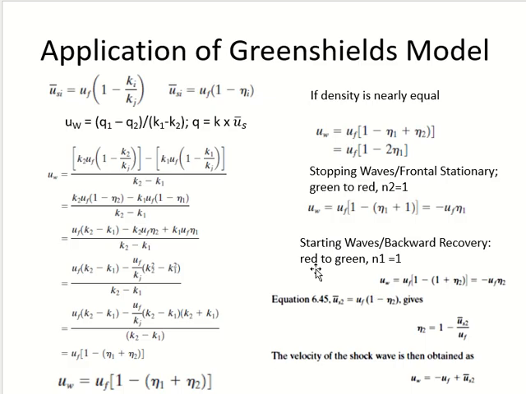So according to Greenshield model, the speed of the forming wave is equal to the speed of the recovery wave. This is forming, right? Q is forming, and here Q is recovering, reducing. The speed is the same. Got it? Okay. What else?